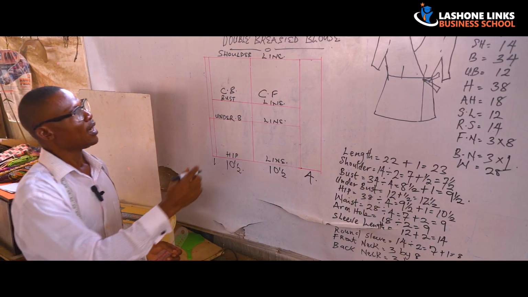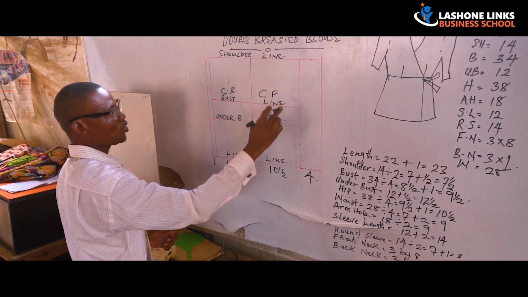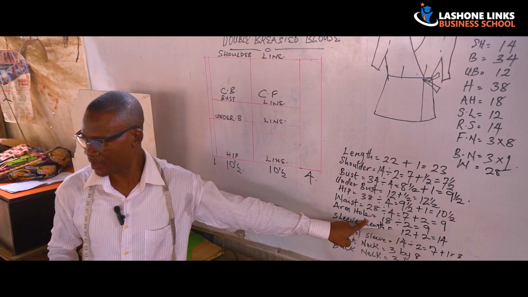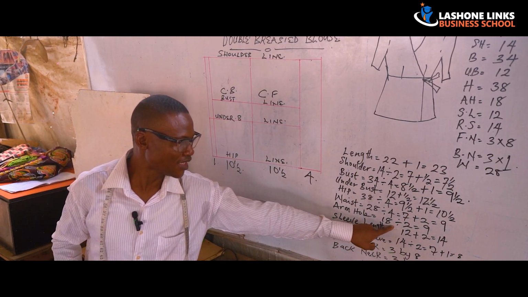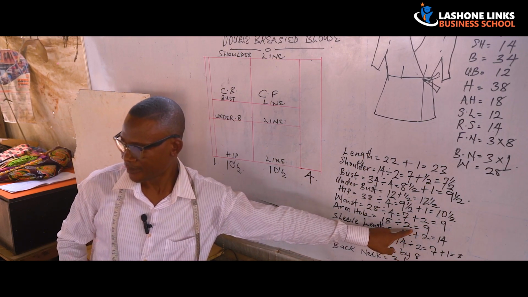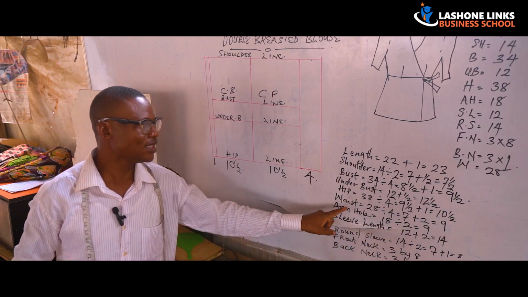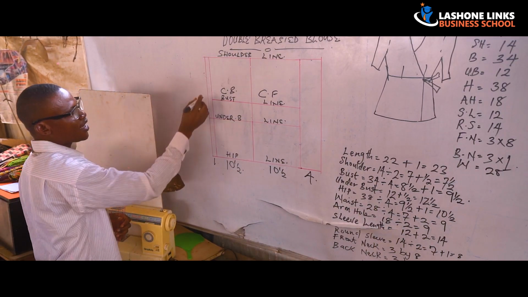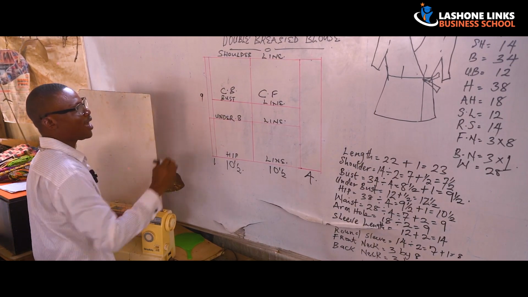So how will you get the measurement from shoulder to your bust line? You go to your armhole measurement. The armhole measurement is 18 divided by 2, you have 9. Is that clear? Yes, sir. 18 divided by 2, that is 9. So from your shoulder line to your bust line you measure 9.